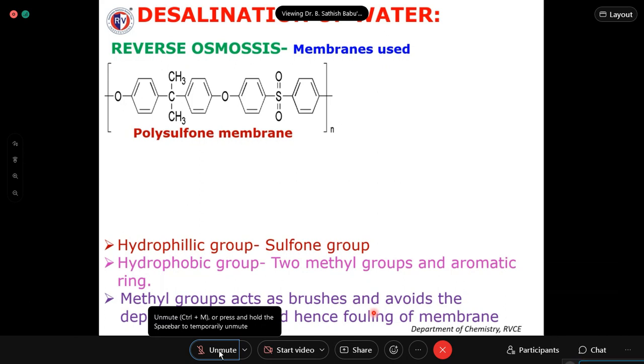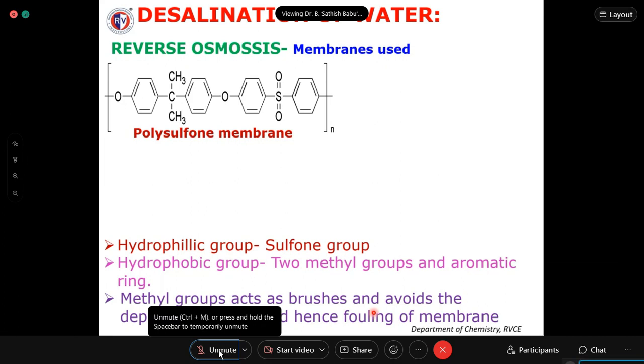So the role of methyl groups is they will give a brushing action, right? That means they will remove the salts or any other particles which are depositing on the polymeric membrane. Okay. So all these are advantages of polysulfone membrane, which is used in this desalination of water.